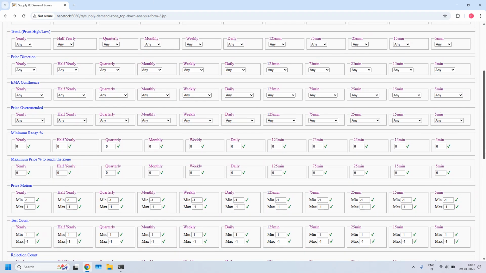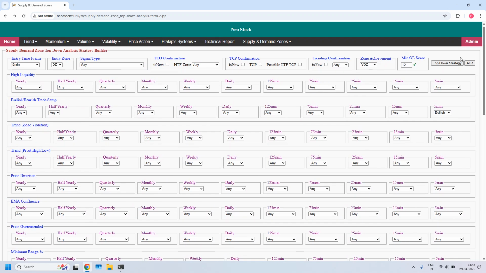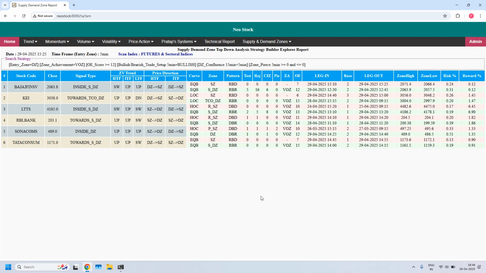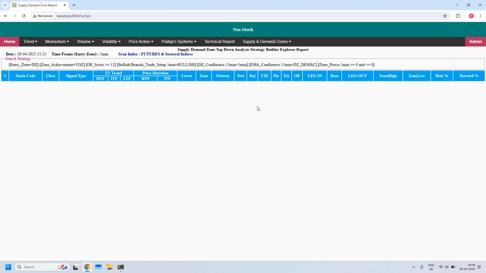First filter 5 minutes and 15 minutes demand zone confluence. I am enabling the filter. So all 6 stocks are filtered. In all the stocks, these 5 minutes demand zones overlapped with 15 minutes demand zones. Okay, 15 minutes trend is up. Let's check if any 15 minutes demand zones are having daily EMA confluence. None of them are having daily.